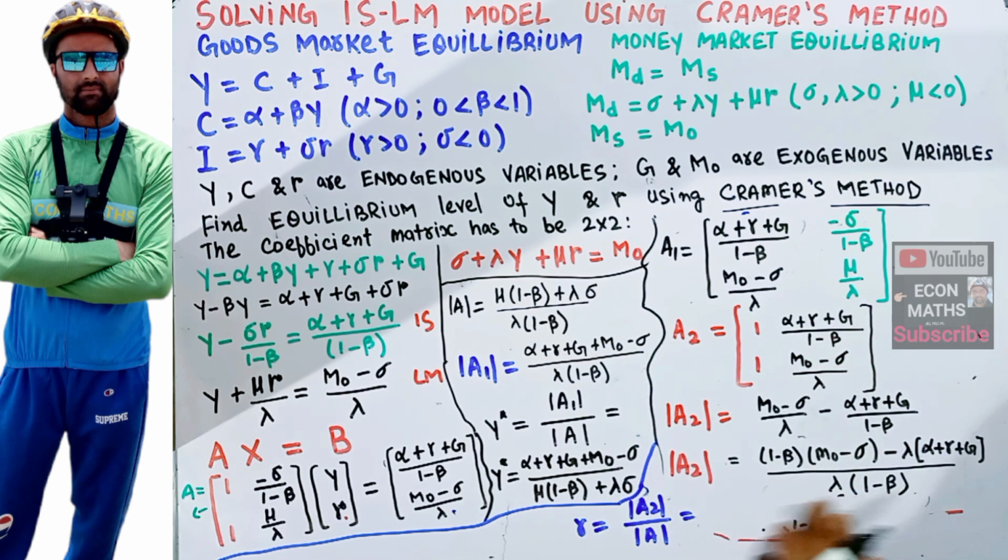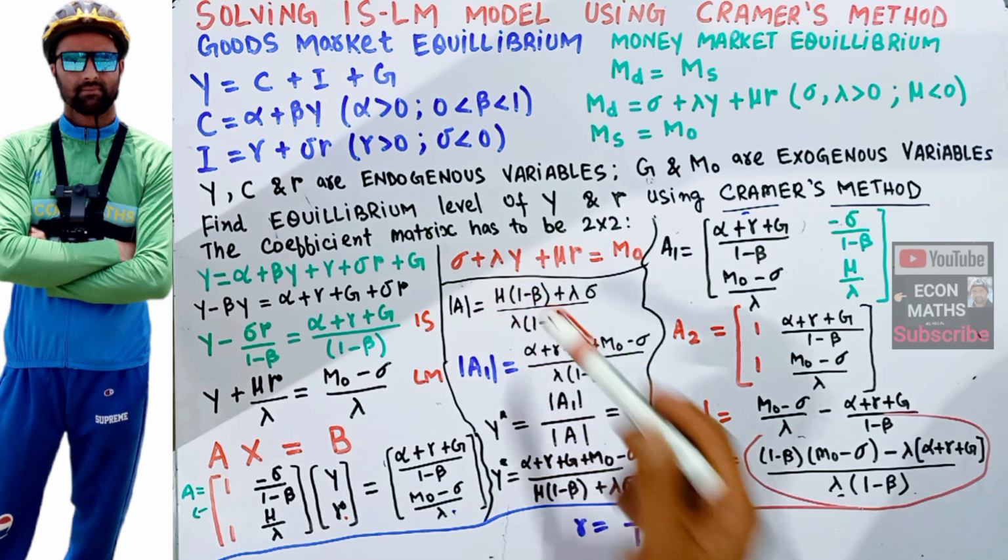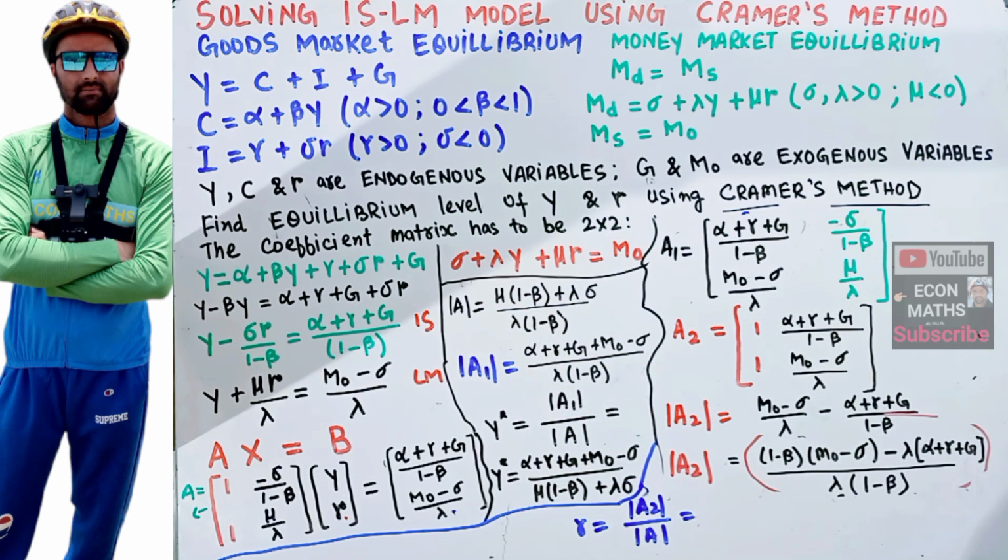Okay, let me rub this out first. So our A2 is this stuff, and to this we divide A, this term. Then what will happen when we divide this term with this term? Again, these terms will get cancelled, and we will get the equilibrium level of rate of interest equal to 1 minus beta times m naught minus rho minus lambda times alpha plus gamma plus g, divided by, because these two terms will get cancelled, we will be left with mu times 1 minus beta, plus lambda delta.